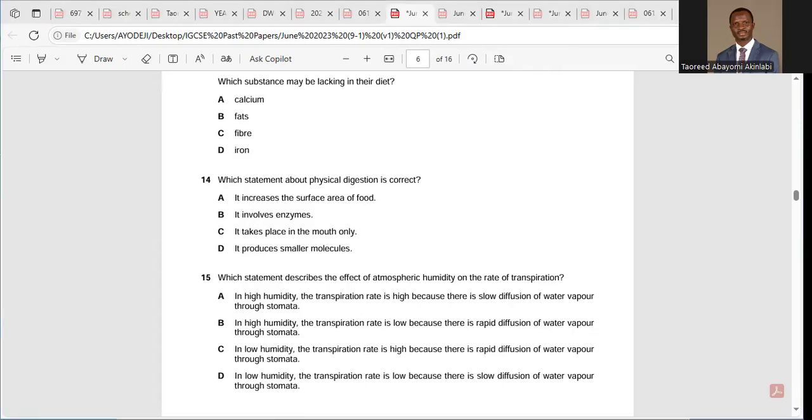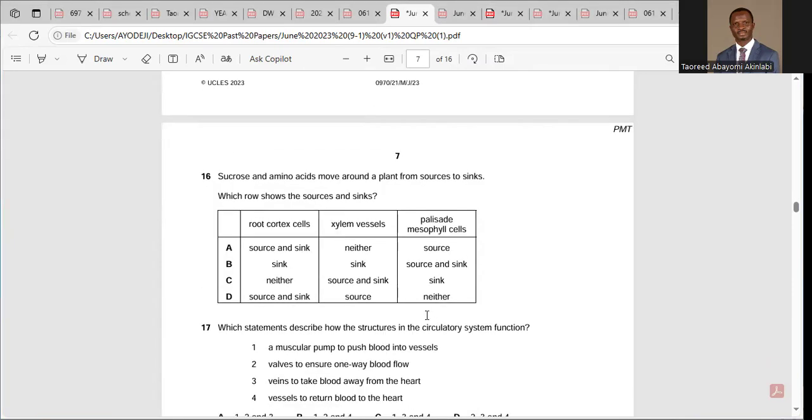Moving to the next question. For question 16, sucrose and amino acids move around a plant from sources to sinks. Which row shows the sources and sinks? Now, the correct option there is option A. Root cortex can act as both source and sink. Xylem is neither because xylem just acts as a transport medium, while palisade mesophyll that's found in the leaf will act as the source in that question.